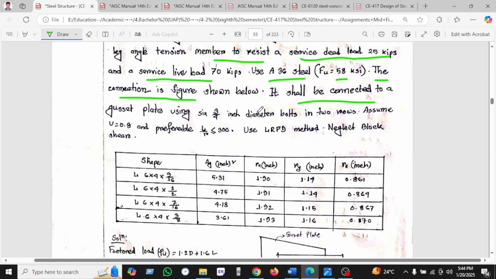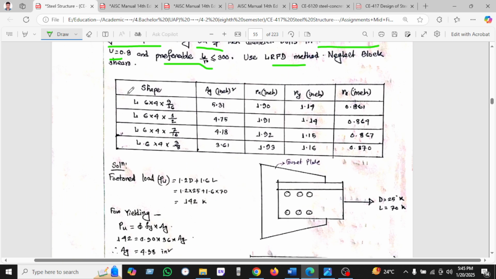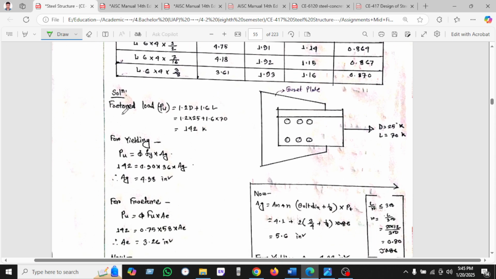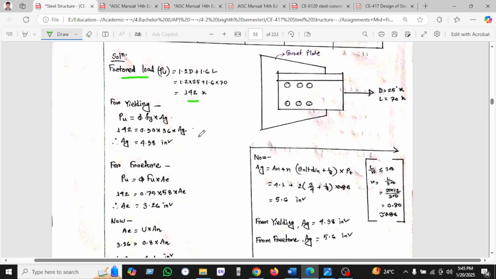It shall be connected to the gusset plate using 3 by 3/4 inch diameter bolts in 2 rows. Assume U equal to the given value. So we have to calculate and make L by r less than or equal to 300. Use the LRFD method and neglect block shear, so we will not calculate block shear. This chart is given from AISC in our question. The factored load is 1.2 dead plus 1.6 live load, which is 142.